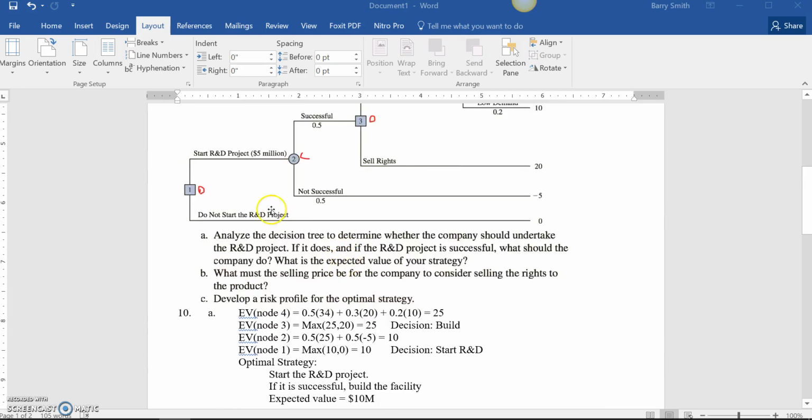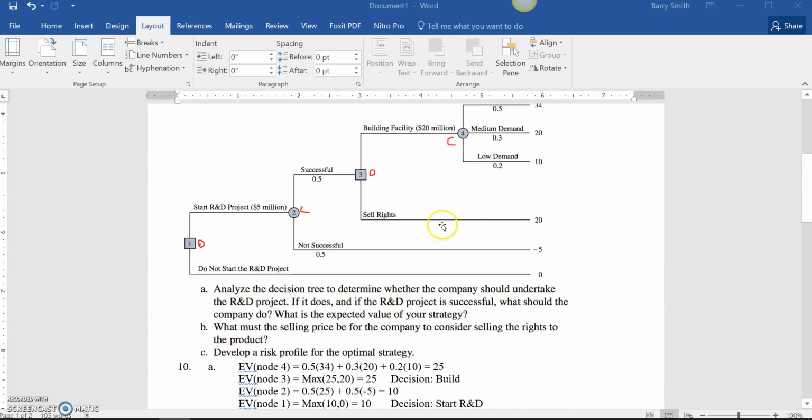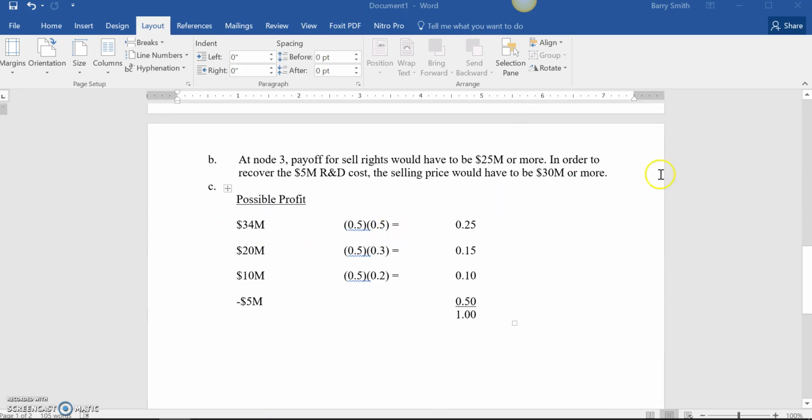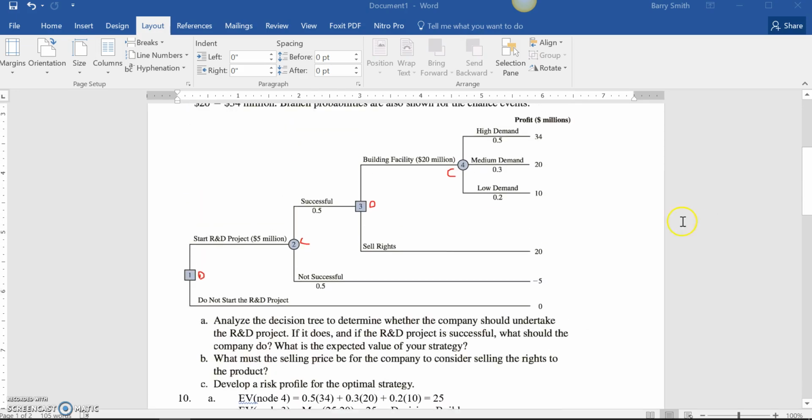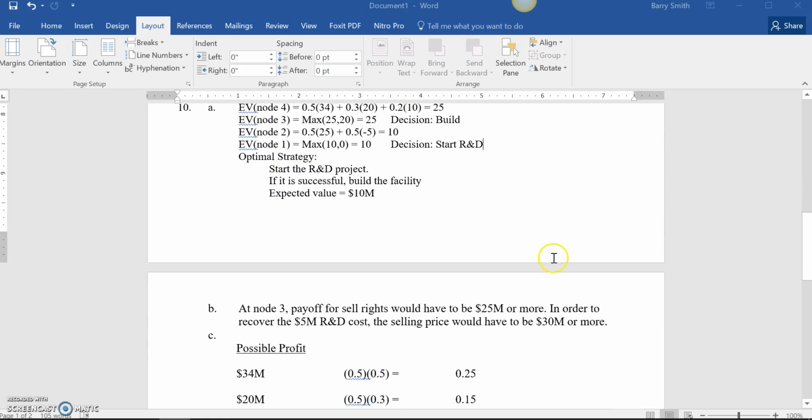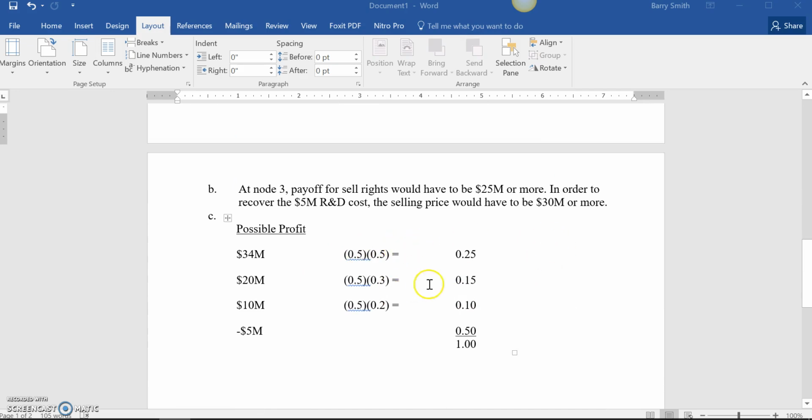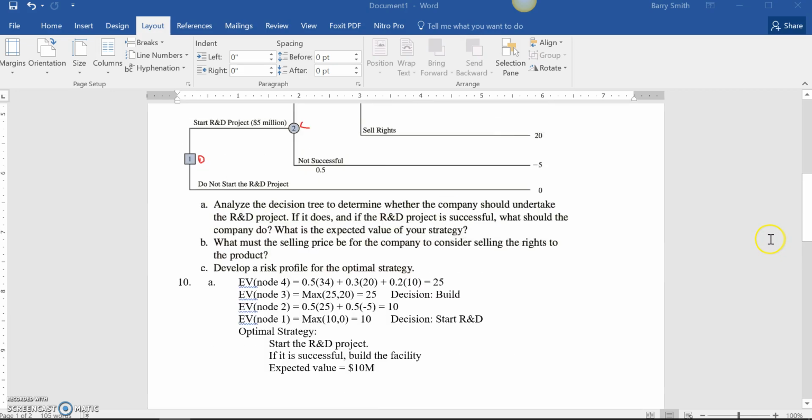Okay, so we're going to go back here and look at how the nodes work in our optimal strategy. So the 34 million, which is the top one here, that's going to be the 0.5 times 0.5. So just the probability times the probability. So that's going to be 0.25. 20 million is going to be 0.5 times 0.3.